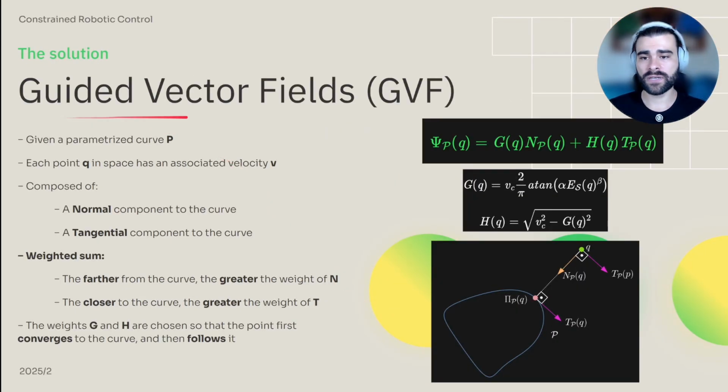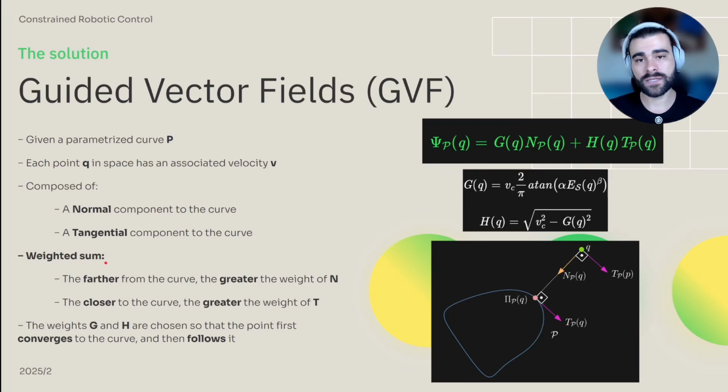For that, we use guided vector fields. So given a parameterized curve P, we can define a velocity for each point q in space in a way that we define a normal and a tangent component to the curve. The farther we are from the curve, the greater n has to be, so we converge to it, and then as soon as we are close to the curve, the tangent component allows us to circulate on the curve P.